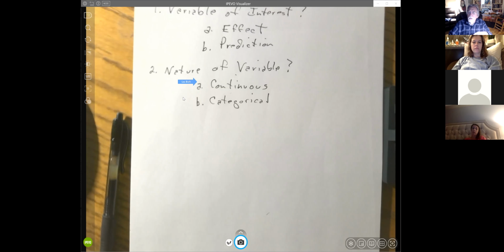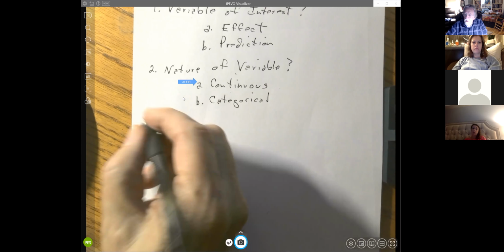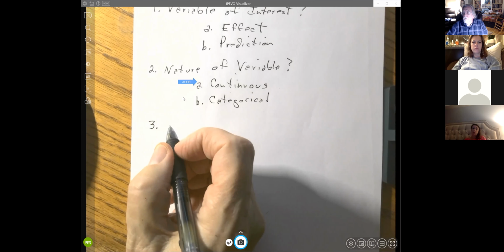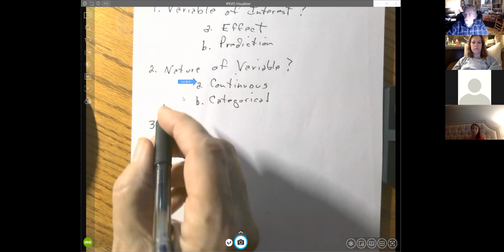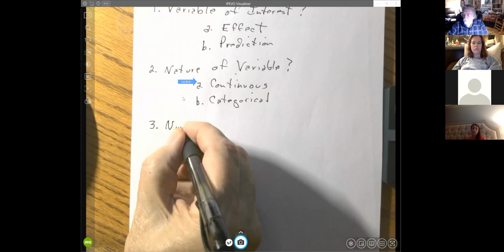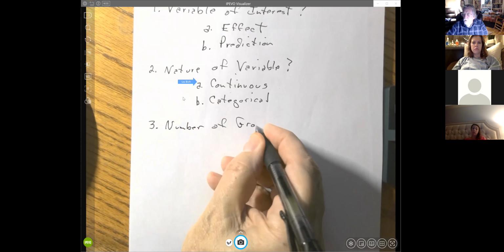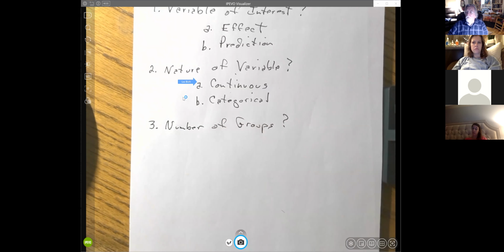So for the first one, if it's a continuous variable, I have to ask a couple of questions, and I start with the number of groups. What are the number of groups that I'm dealing with? Am I dealing with an experimental control model, which would be two groups? Am I dealing with differences across more than two groups? What's the nature of groups I'm dealing with?